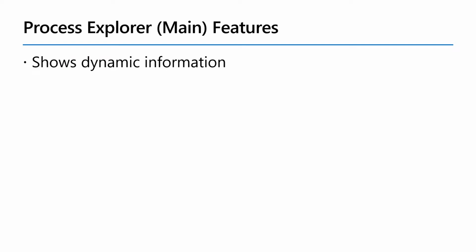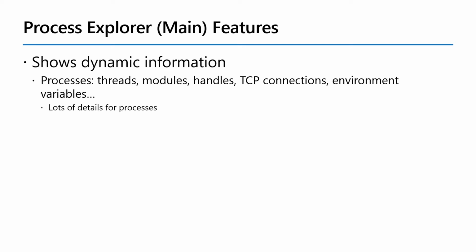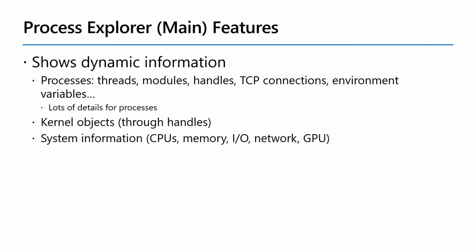Its main feature is to show dynamic information about the running system. This is mostly about processes. I mean, it is called Process Explorer for a reason. So it shows information about processes and whatever is contained within these processes, such as threads, modules, handles, TCP connections, and lots of other stuff. It also shows information about kernel objects while we view handles in the particular process of interest, and I'll show you that as well. It has some global information about the system, such as CPU usage, memory, I/O, networking, and so on.